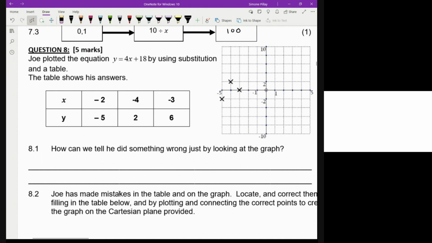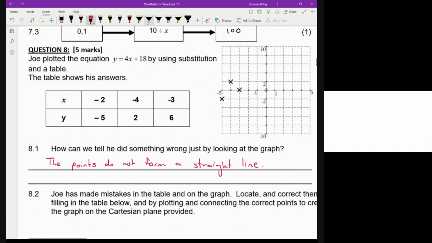What do you guys think? How can we tell? Ritandila, your hand is up. Ma'am, I'm sorry, but I'm still trying to think though. That's okay. Anybody? The points do not form a straight line. Okay. That is how we know he's done something wrong.